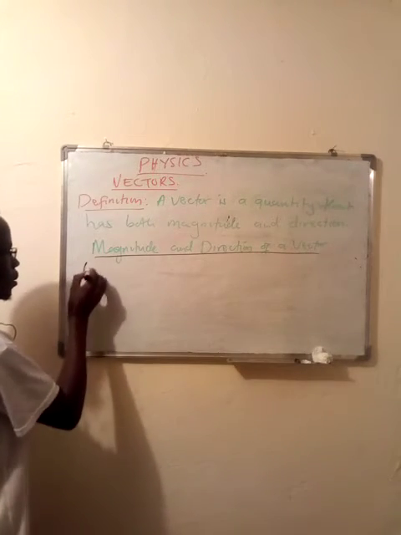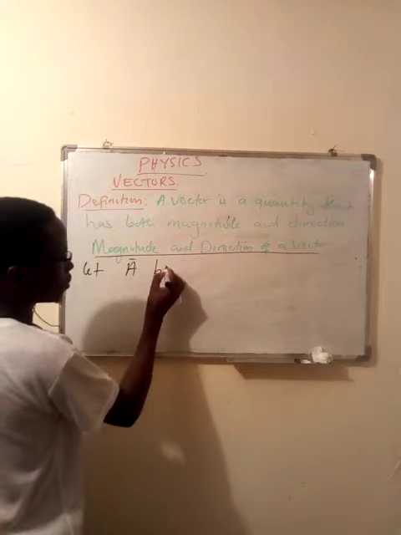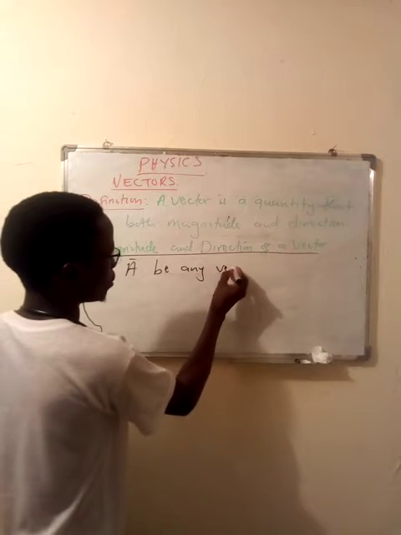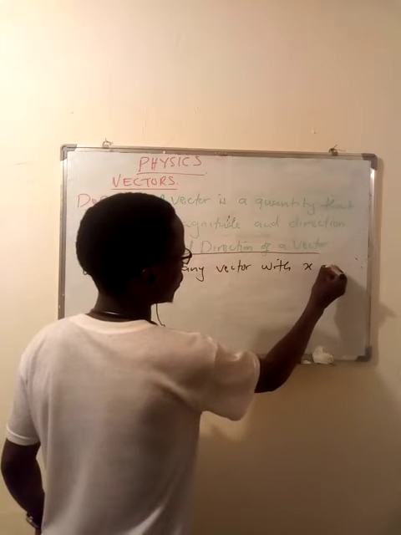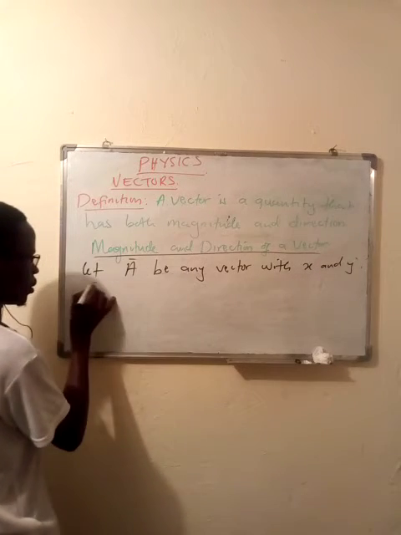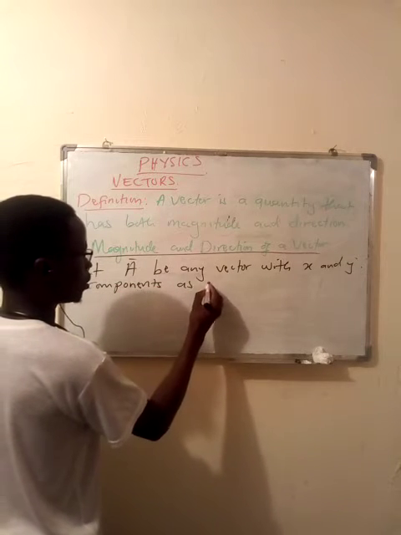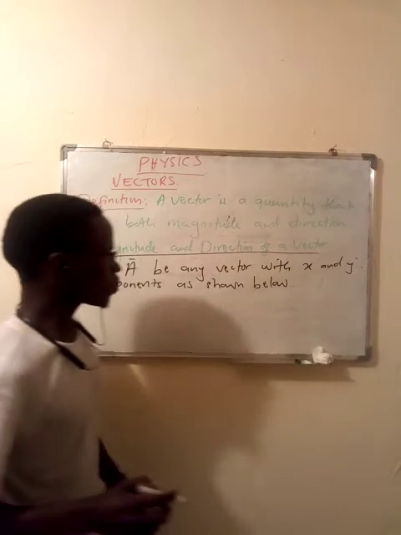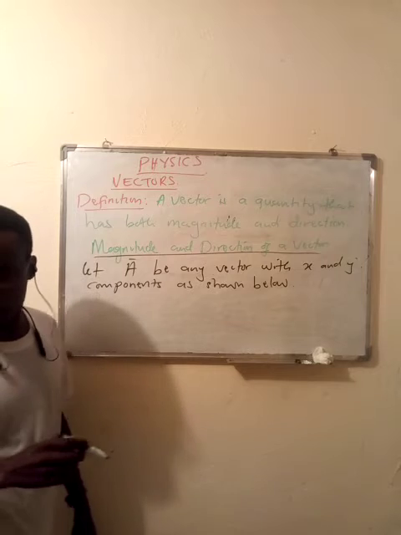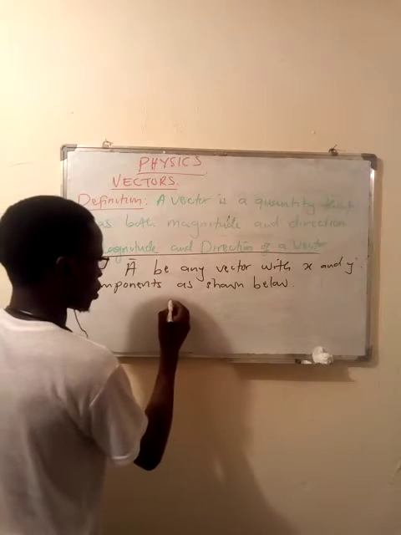So let's say let A, okay, be any vector with x and y components, okay, as shown below. Okay, so let's look at a diagram that is going to represent a vector, okay. So we're looking at a diagram that is going to represent a vector.